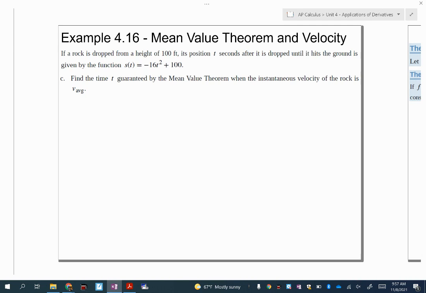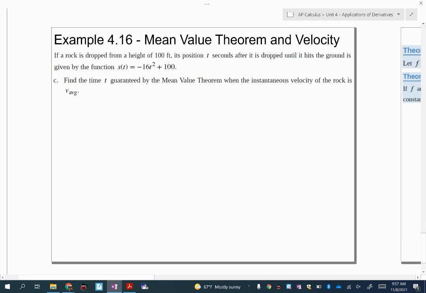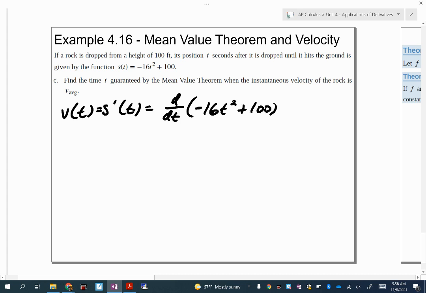Okay? So here's what I'm going to do. You guys know that we're going to find the velocity function, which is the derivative of the position function. So this is the velocity function. So d/dt of negative 16t squared plus 100, right? That's going to be equal to negative 32t, all right? And so it's some value for t.